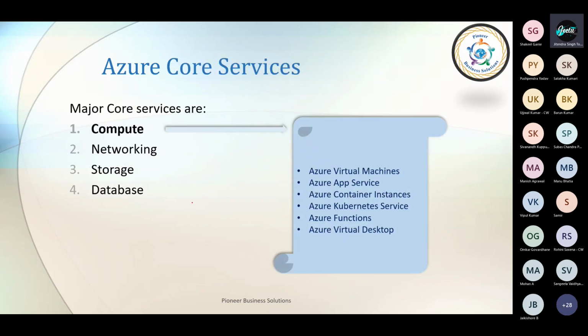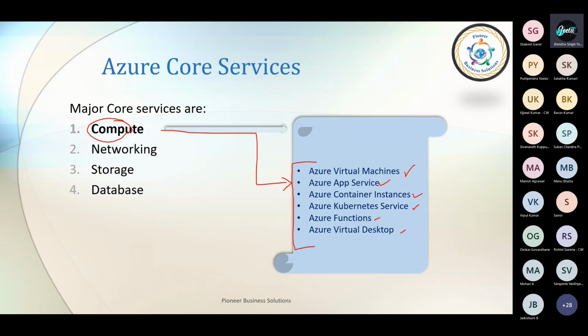Core services. This is the last important theoretical part, and then we can practically start working on it. So there are four major components or core services by any cloud, specifically when I talk about Azure. So one is compute. In compute, we have virtual machine, app service, containers, Kubernetes, functions, and virtual desktops. These are the things which come under the compute category. There are more, but I cannot write all of them.